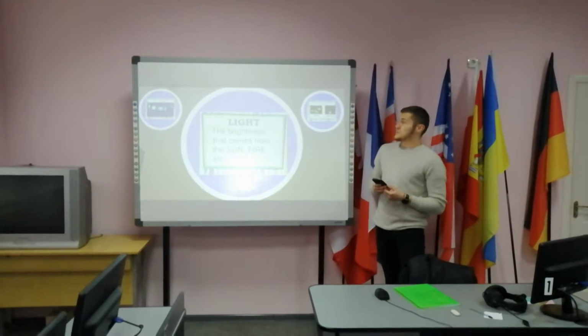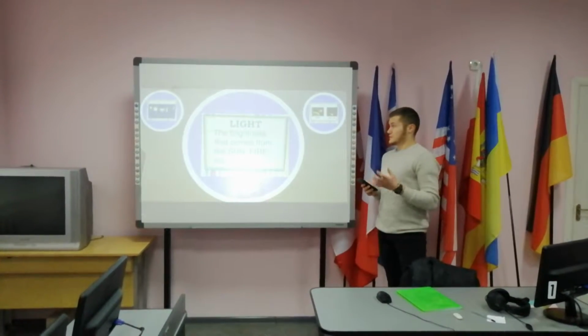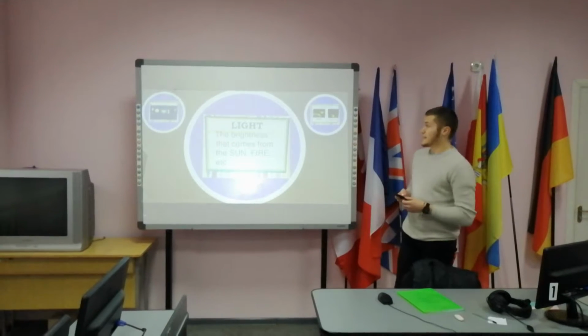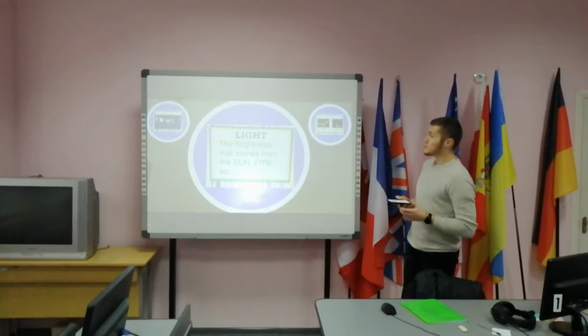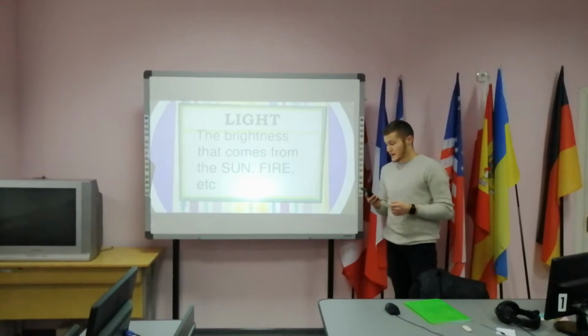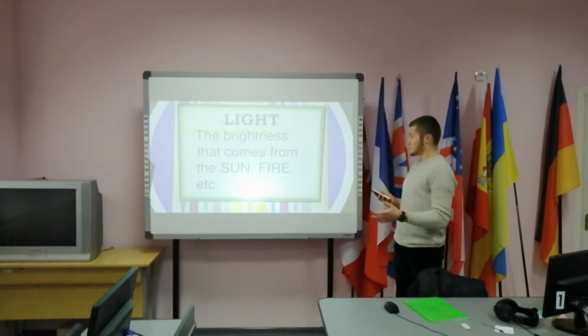So, if you're speaking about light as a physical phenomenon, light is a form of electromagnetic radiation with a wavelength which can be detected by the human eye. It is a small part of the electromagnetic spectrum and radiation given off by the stars like the sun.